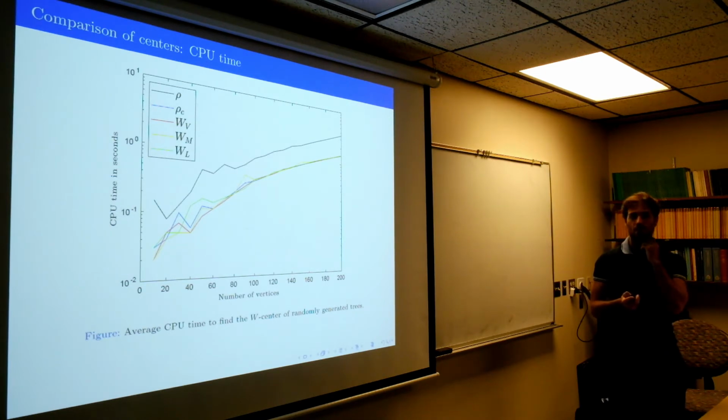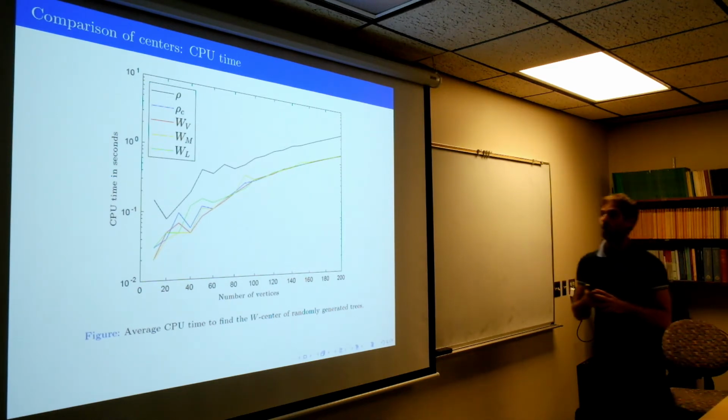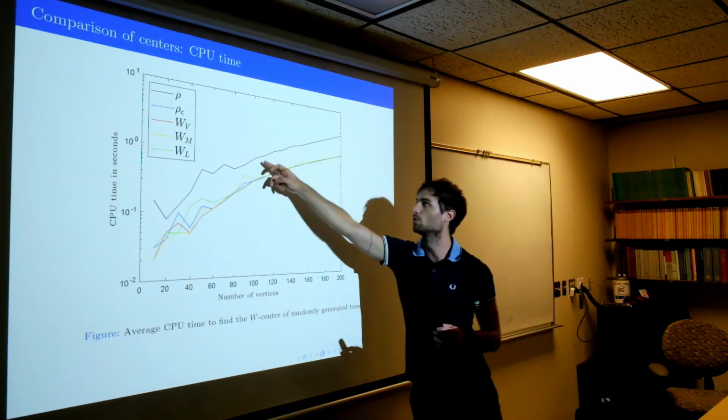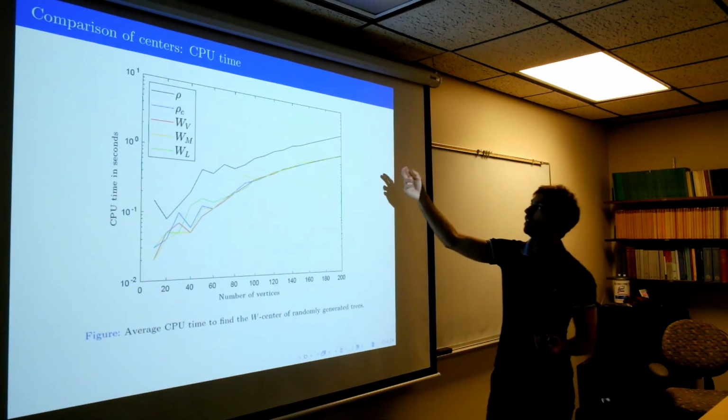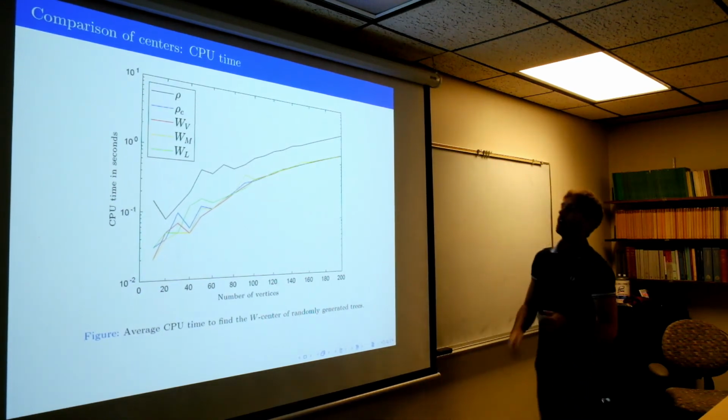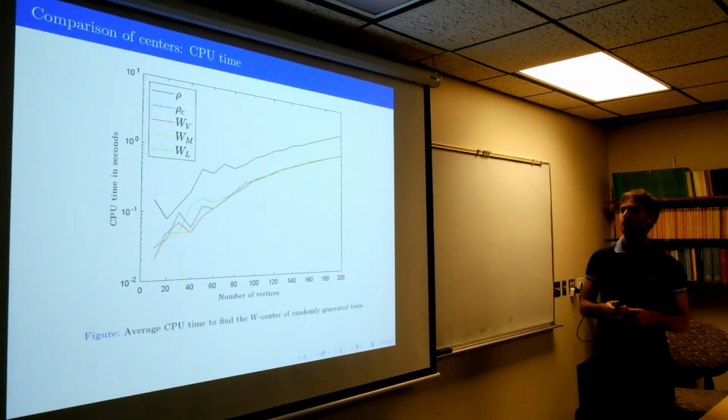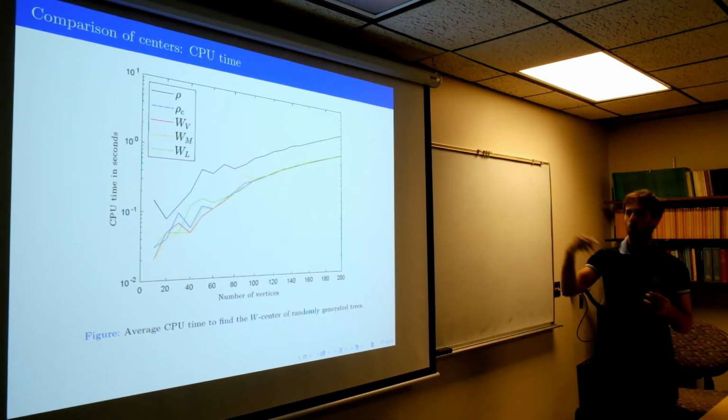These are quite basic algorithms which basically have been created by taking the definition on the paper and writing it in MATLAB, so I'm sure that there are better ways to implement them. But still, we can see that, at least if we consider the basic definition, there is a difference in CPU time. So the time to compute the rho center, which is the characteristic set, is quite significantly bigger as we increase the number of vertices than the CPU time to compute all the other centers.